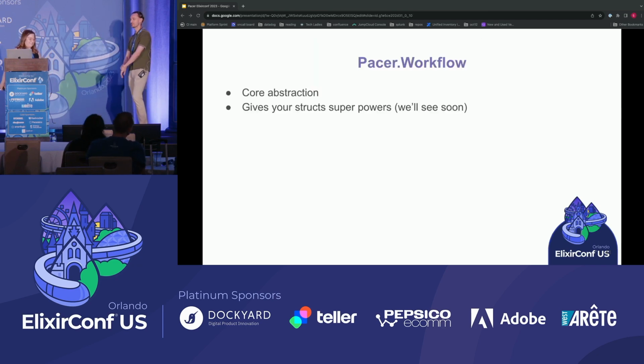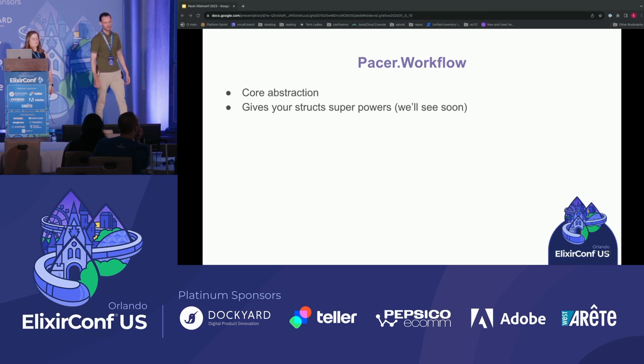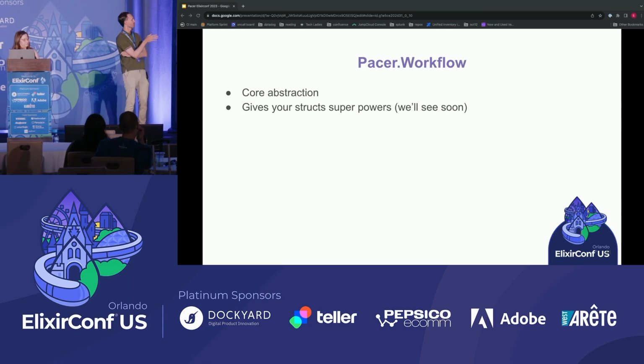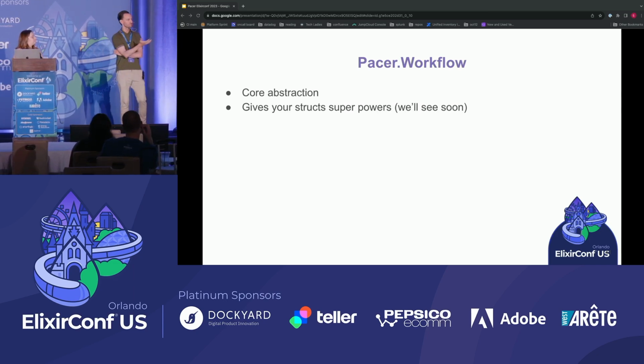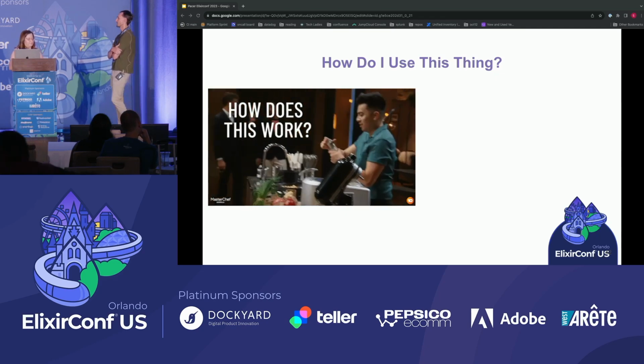All right, so we created this thing called Pacer at work, and basically it relies on some of the concepts that we just talked about from the world of graphs. So really, this is a very small abstraction / library, and there's one main module in there called Pacer.Workflow that is the core abstraction, and it gives you superpowers to some of your structs, which we'll soon see. So your first question probably is, how do I use this thing?